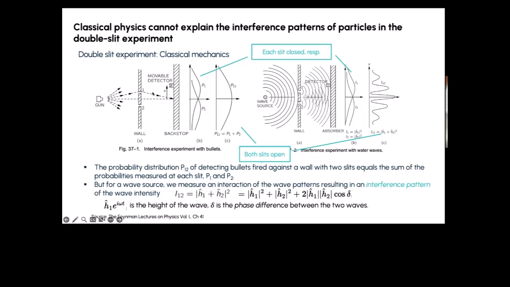So the slit determines this pattern. Here you have very few and the most are here, more or less right behind the slit. And the same is true for the second slit. So this is what you see when you have one of the slits closed.